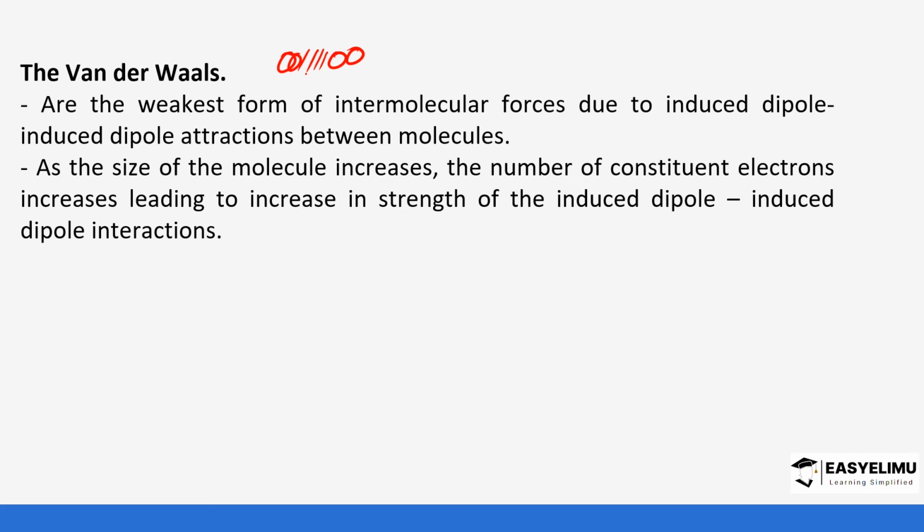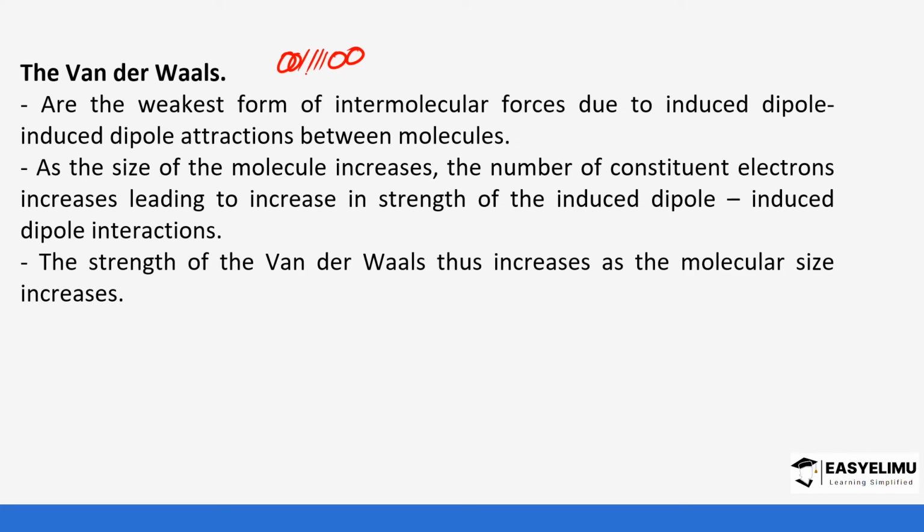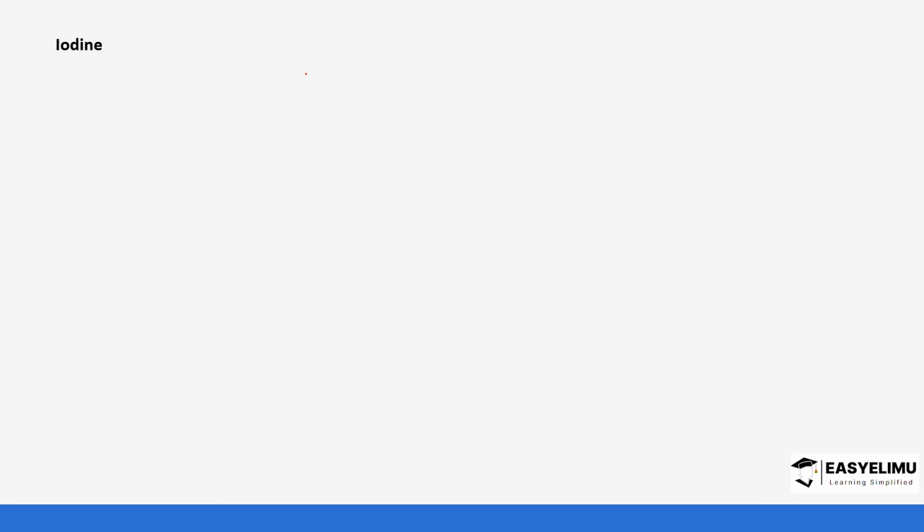That is the reason why, for example, the halogens that we discussed previously, their melting point and boiling point increased down the group. They became bigger down the group. And also the noble gases, their melting point increases down the group. So the strength of the van der Waals forces, as I've said, increases with the size of the molecule.